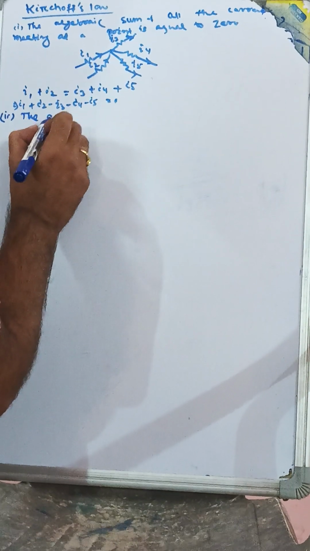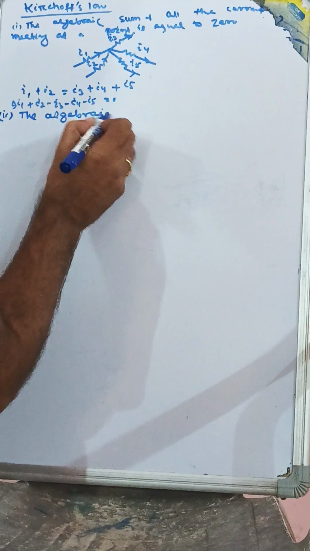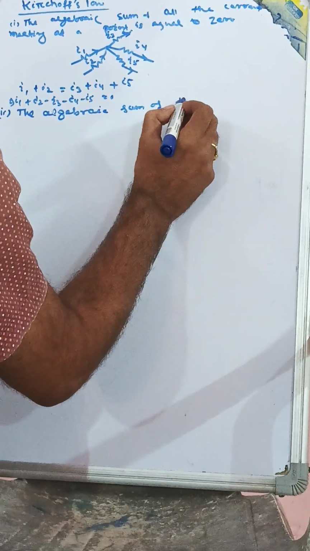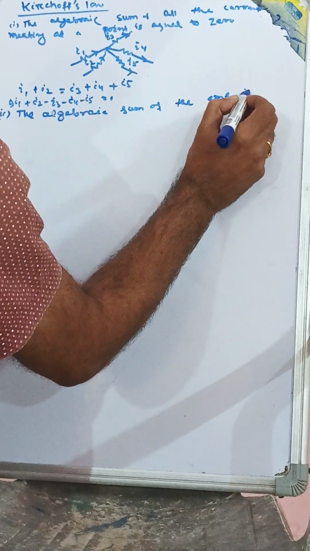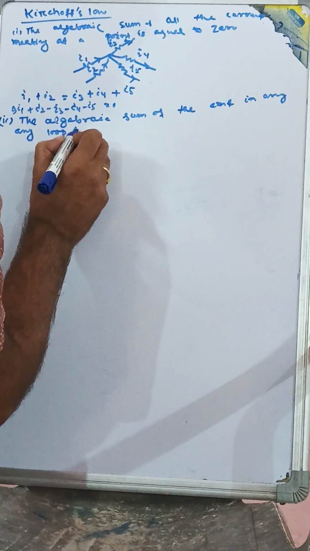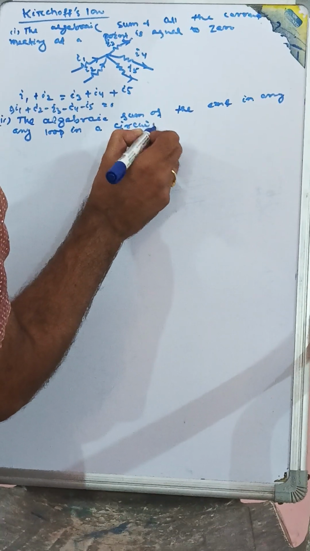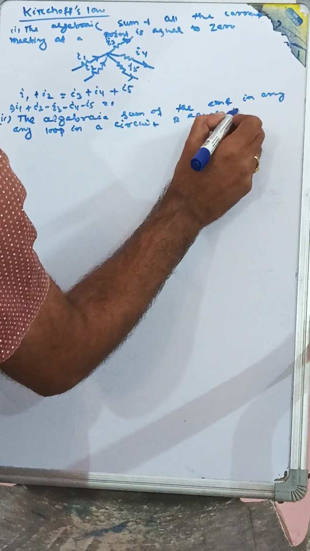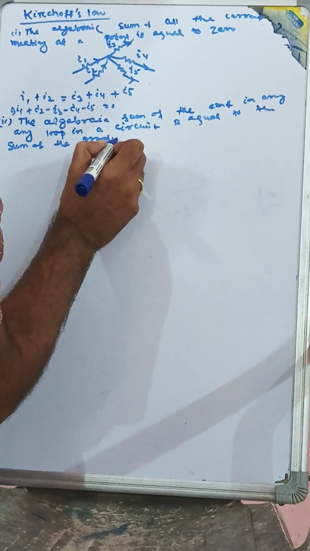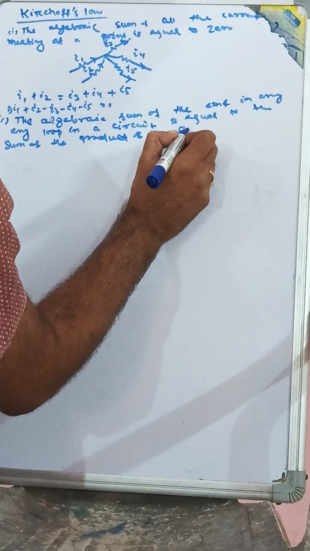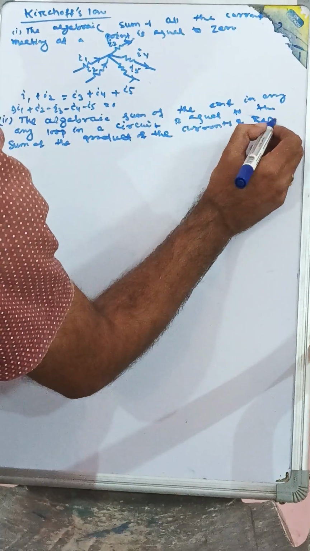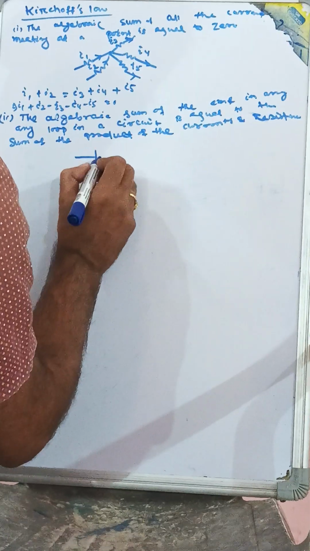Kirchhoff's second law: the algebraic sum of the EMFs in any loop in a circuit is equal to the sum of the products of the currents and resistances. Okay. In this way we draw.